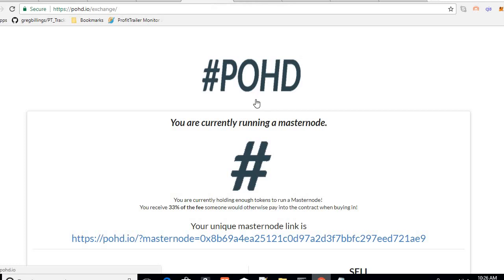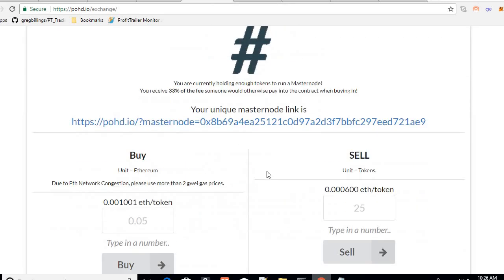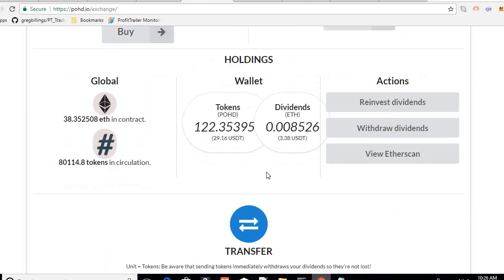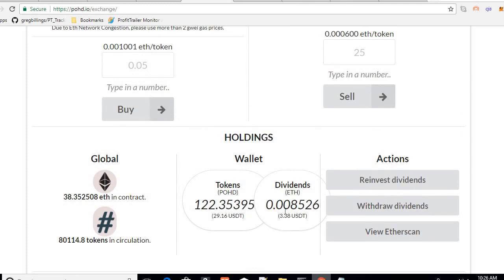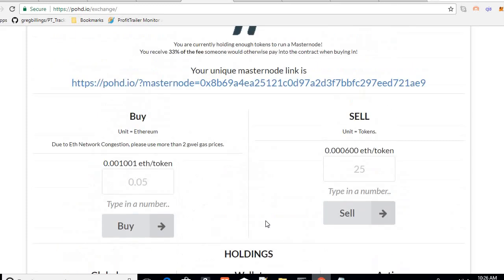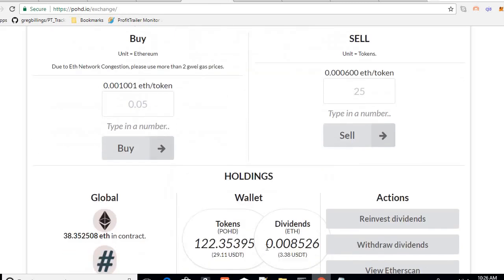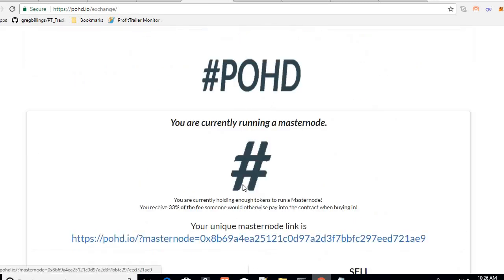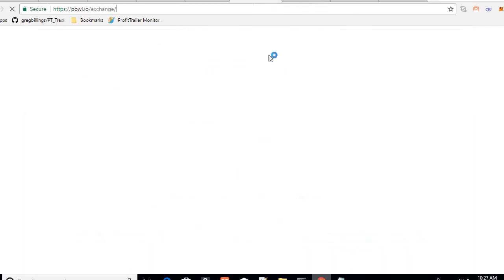I'm also in POWL, the one with the 50% buy-in. I've made some quick money. I didn't buy in a lot, but I've made some pretty quick money on this, which is great. But you make 25%, but when you buy in, you lose 50%. So you better stay in there for as long as you can.